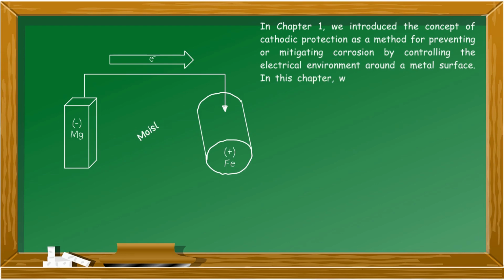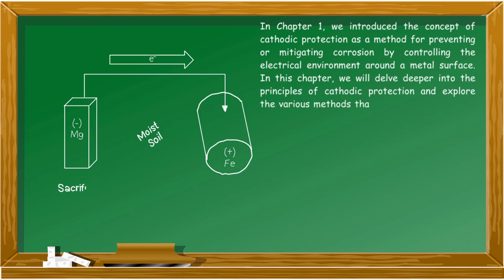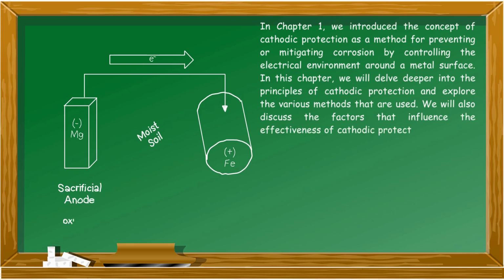In this chapter, we will delve deeper into the principles of cathodic protection and explore the various methods that are used. We will also discuss the factors that influence the effectiveness of cathodic protection and how to select the appropriate method for a given application.